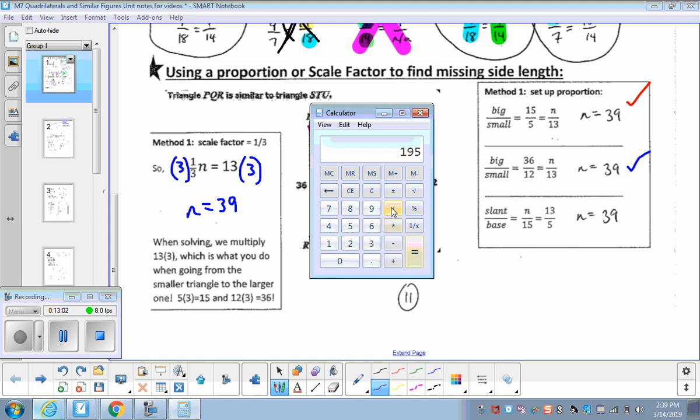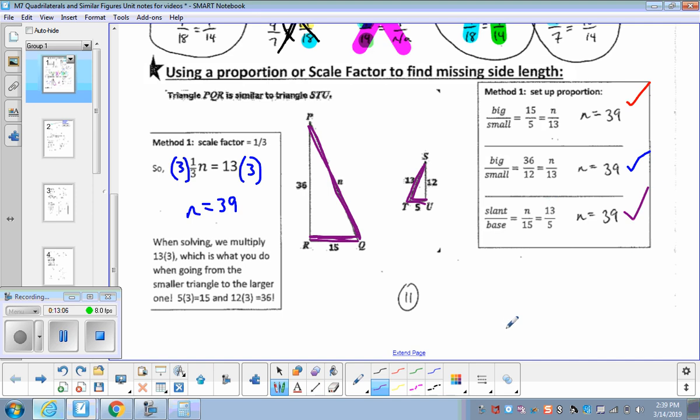When I hit divide by the 5, I get 39 yet again. So there's a lot of different proportions that you can see, and I recommend setting up a proportion. Also, if you saw the scale factor, again, the scale factor is a third. A scale factor here is 1/3. And when we take a third of n, we get 13.